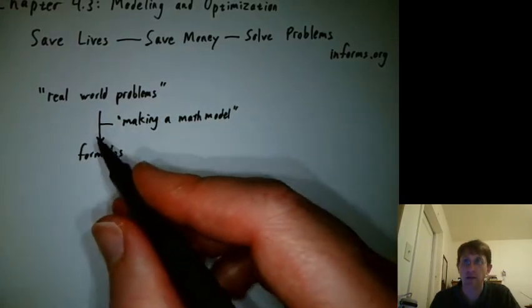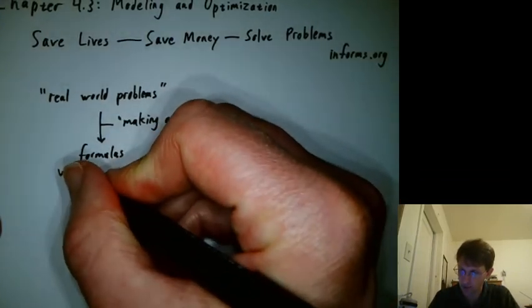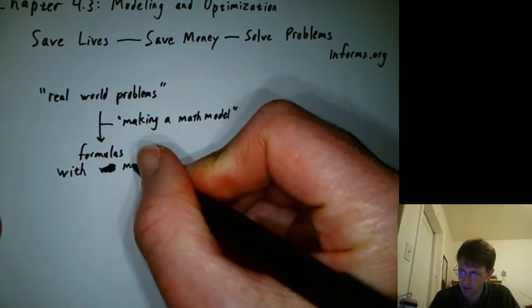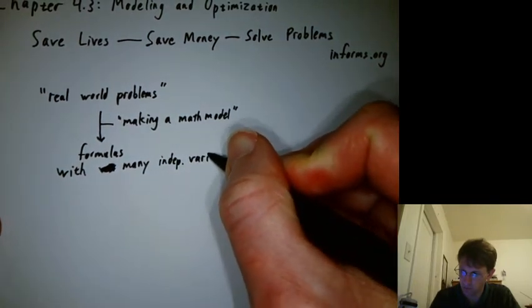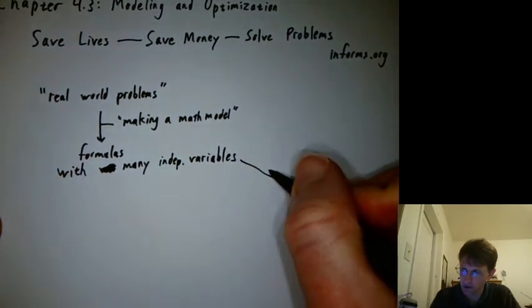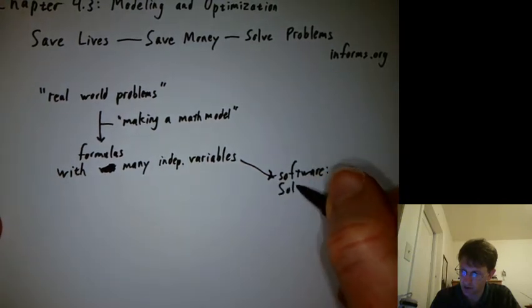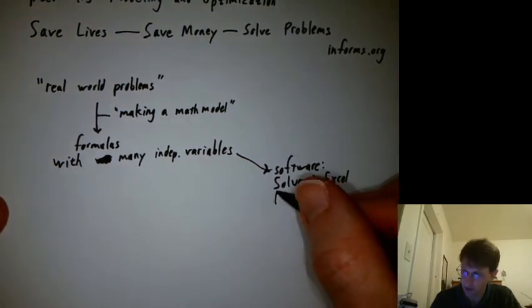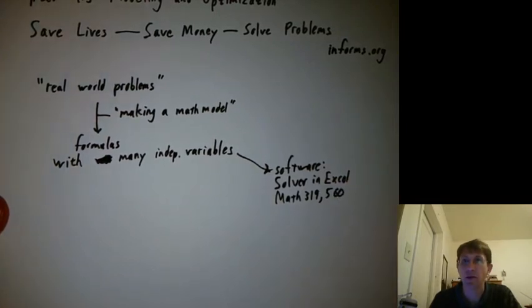A lot of times these formulas will have more than one independent variable. So we'll say formulas with many independent variables. And it might just be more than one. And we could solve those with software. There's something called Solver in Excel. And we talk about that a lot in math120 and 560. So ask me more about that if you want to know how to solve 200 variable problems for free in Solver.